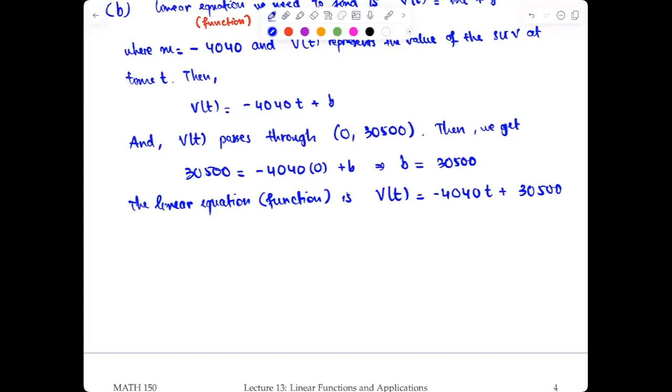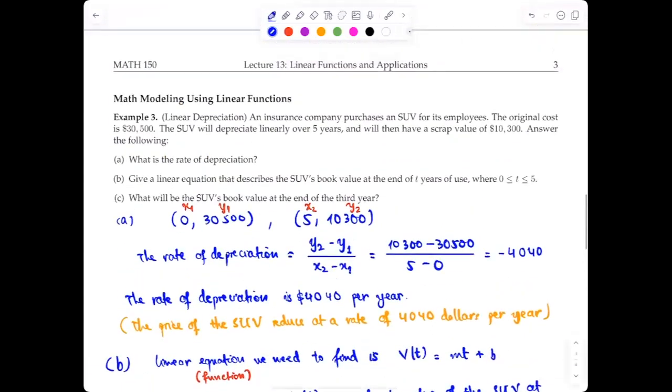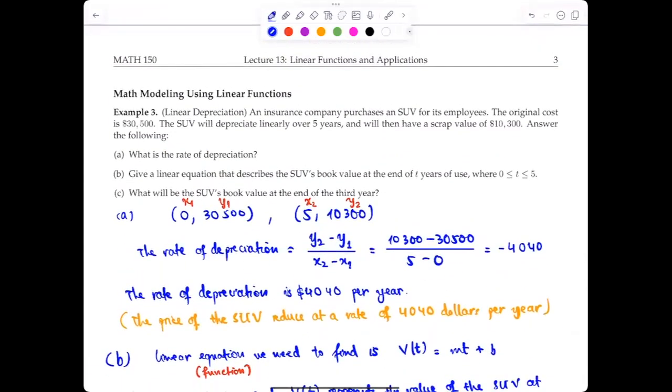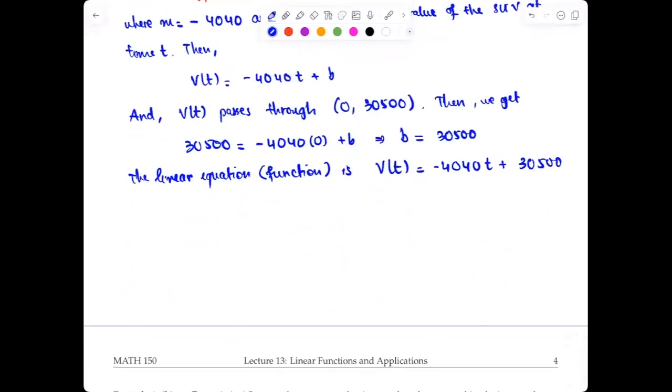You good? All right. So for a math formula, when you look at it, there's a story behind it. Hopefully we learn enough information and have enough knowledge to depict the formula in a way that makes sense to us. All right, so that's the linear equation. Now that's part B. For part C, what will be the SUV book value at the end of the third year? Okay. We're going to use this function to calculate the value of the SUV when t is equal to 3. You okay with that? Okay.